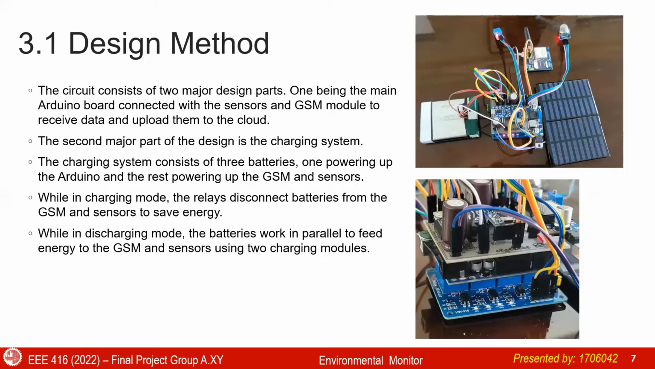The reason that we are using two charging modules is that the Arduino needs to be always powered on while the sensors and the GSMs are not. We will be using 3 relays to set the two batteries used to power the GSM module in series while discharging and in parallel while charging them via solar power.